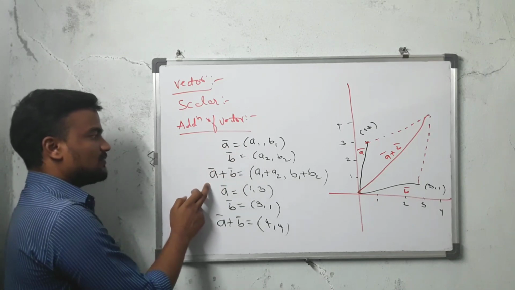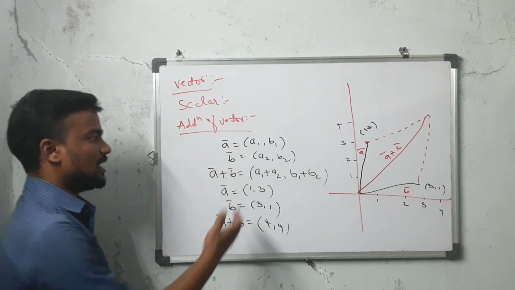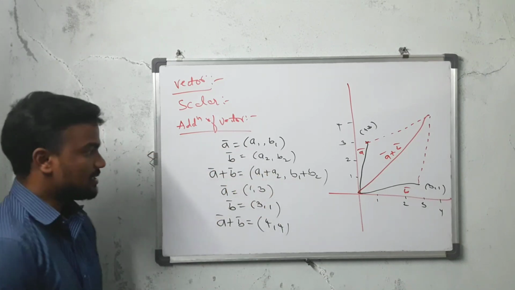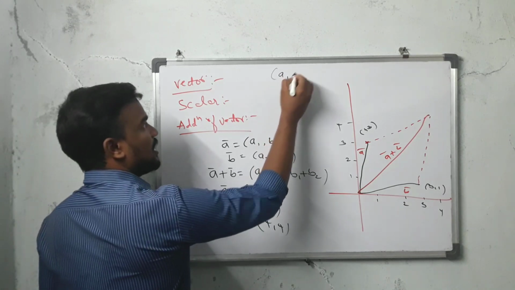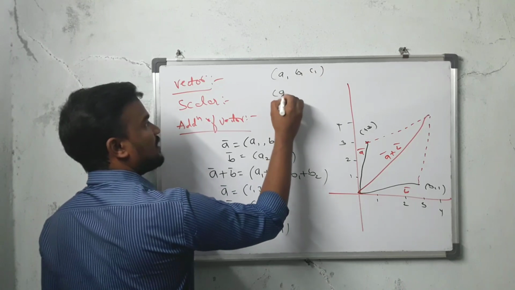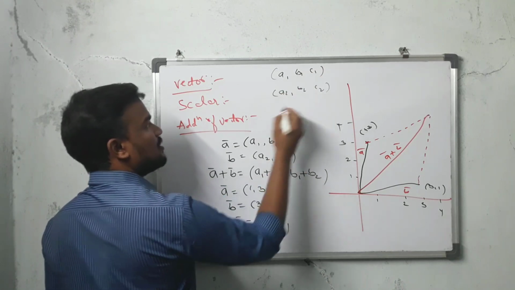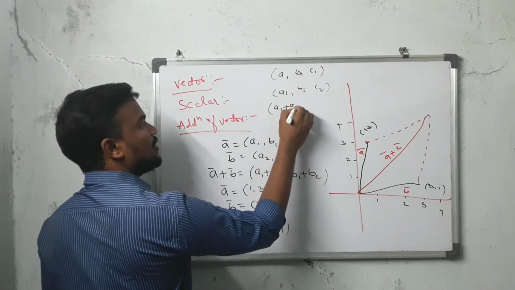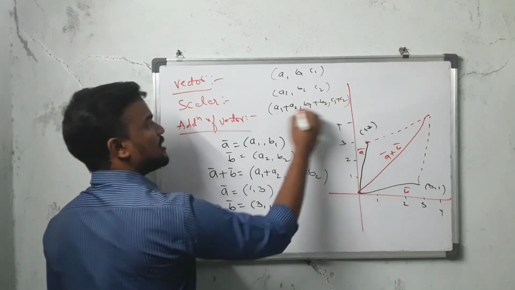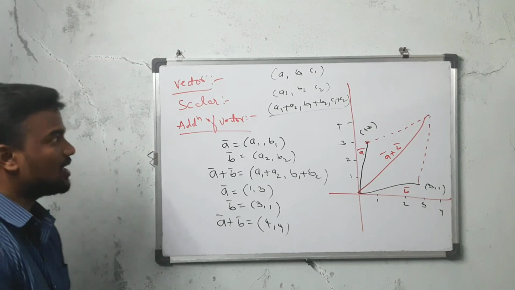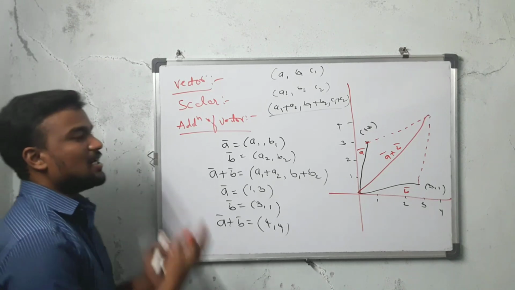If you add two vectors, what do we get? A bar plus B bar is equal to A1 plus A2 comma B1 plus B2. If the vectors are in three-dimensional, we take A1 B1 C1, and another vector A2 B2 C2. Then we write A1 plus A2 comma B1 plus B2 comma C1 plus C2. This is the addition of the vectors.